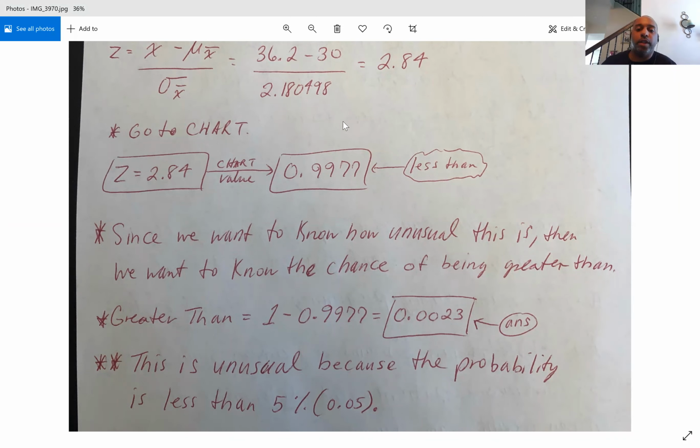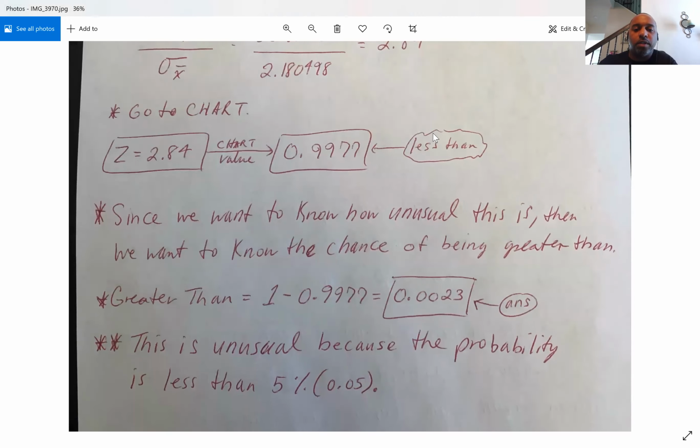If you want to know greater than, you subtract the chart value from 1, right? The value that you pull from the chart will always be less than. So if you want to know greater than, you have to subtract that chart value from 1. Yep. Chart value always represents the amount of information that's less than. Oh, no problem.